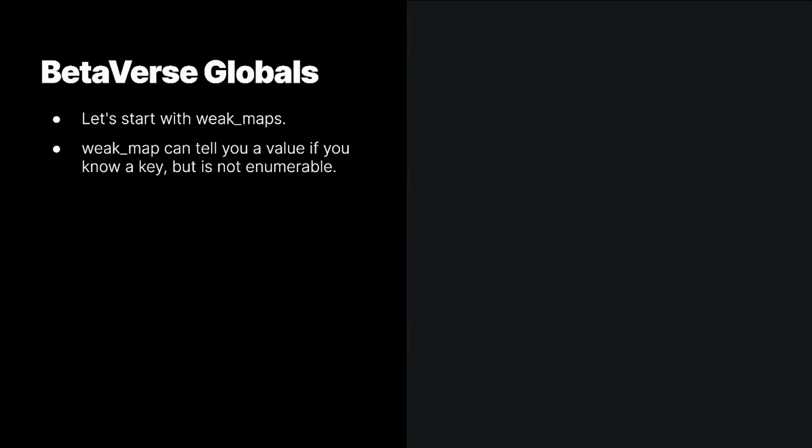So let me tell you about what we have exposed. First of all, we've exposed the ability to use globals in Verse as the kind of globals you would have in a traditional language. The way we do that is using the weak map feature. Weak maps are just maps with one caveat. You can't enumerate over them. So if you have the key to the map, you can look up the value, but you can't ask for all the keys and values.